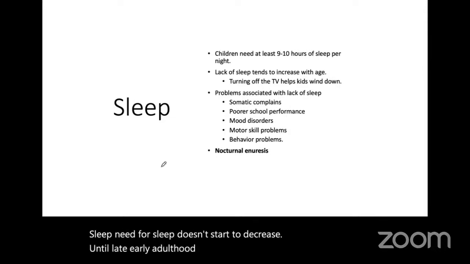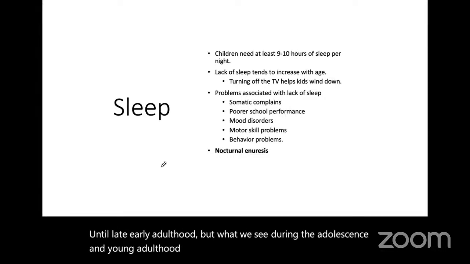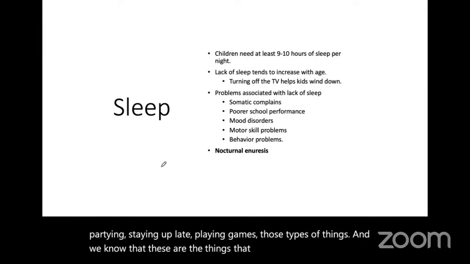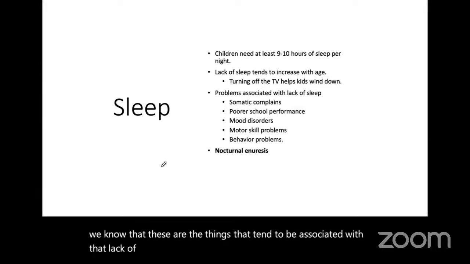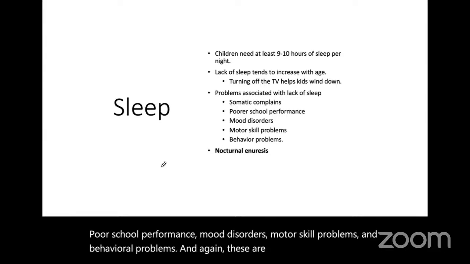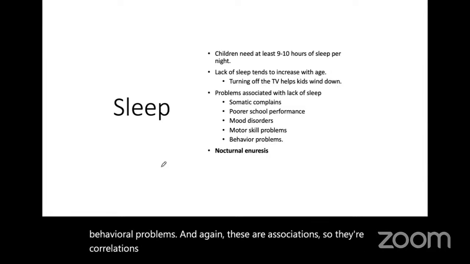But what we see during the adolescent and young adult years is individuals getting less and less sleep due to partying, staying up late, playing games, those types of things. And we know that these are things that tend to be associated with that lack of sleep, such as somatic complaints, meaning physical pains, poor school performance, mood disorders, motor skill problems, and behavioral problems. And again, these are associations, so there are correlations between amount of sleep and these different areas.